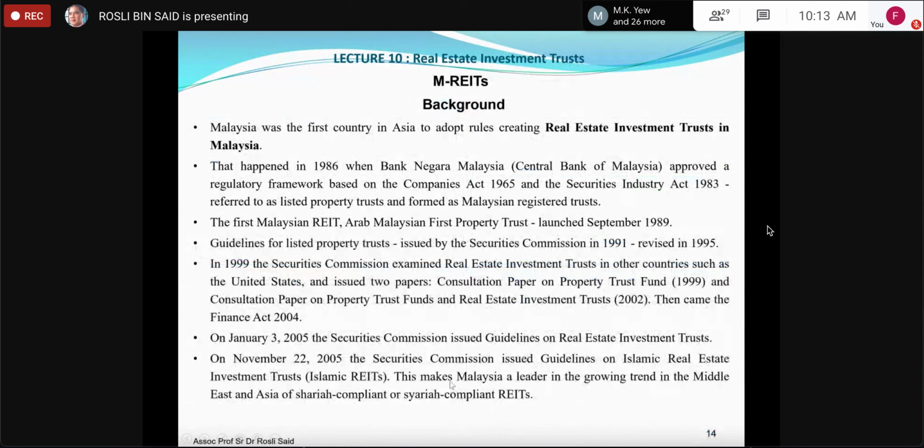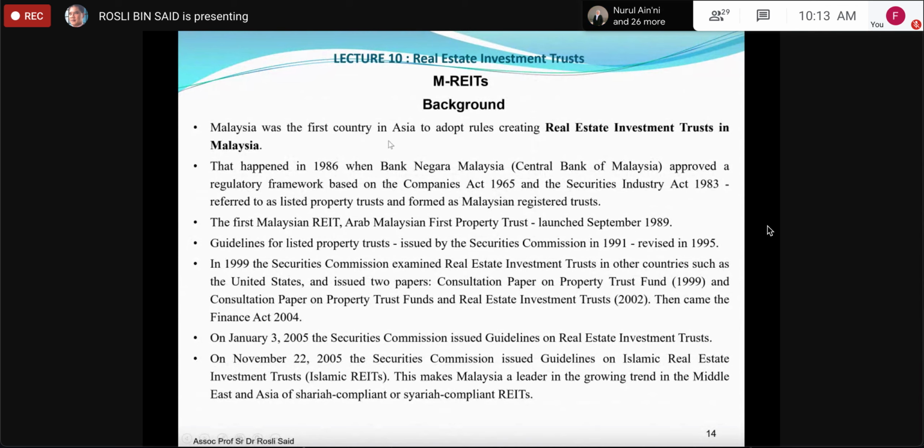So now we go to REITs, Malaysian REITs. Anything to ask before we go to Malaysian REITs, about international REITs just now? No? No, for now, Doctor. Okay, good. Thank you. So now we go to Malaysian REITs.